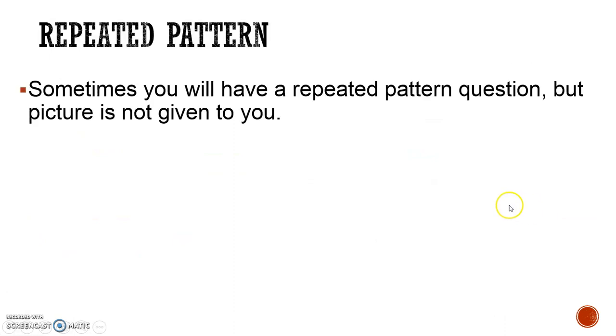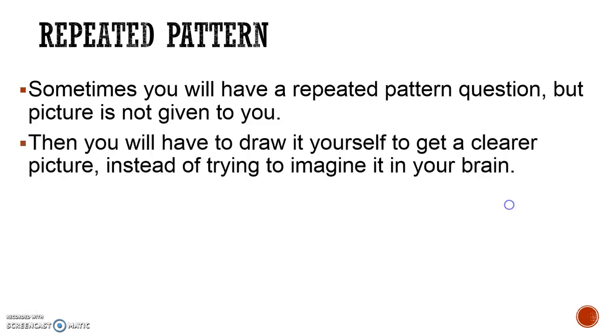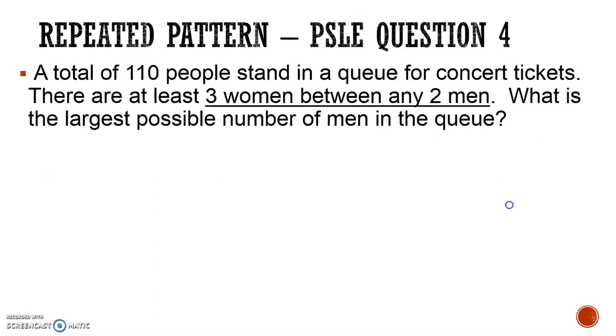Sometimes you will have a repeated pattern question, but the picture is not given to you. So you may have to draw it out to get a clearer picture instead of trying to imagine it in your brain. For example, a total of 110 people stand in a queue for concert tickets. There are at least 3 women between any 2 men. What is the largest possible number of men in the queue? Okay, press pause now. Try to solve it yourself.